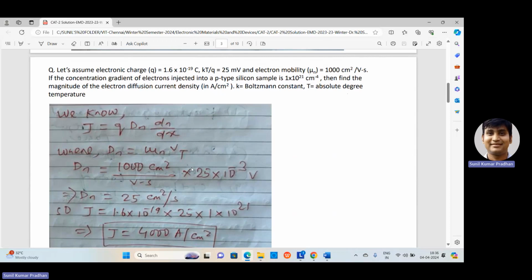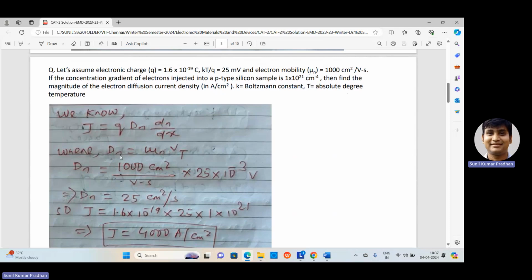Now this Dn further can be written as mu n into VT, because VT is nothing but the volt equivalent of temperature, that is nothing but Dn divided by mu n.